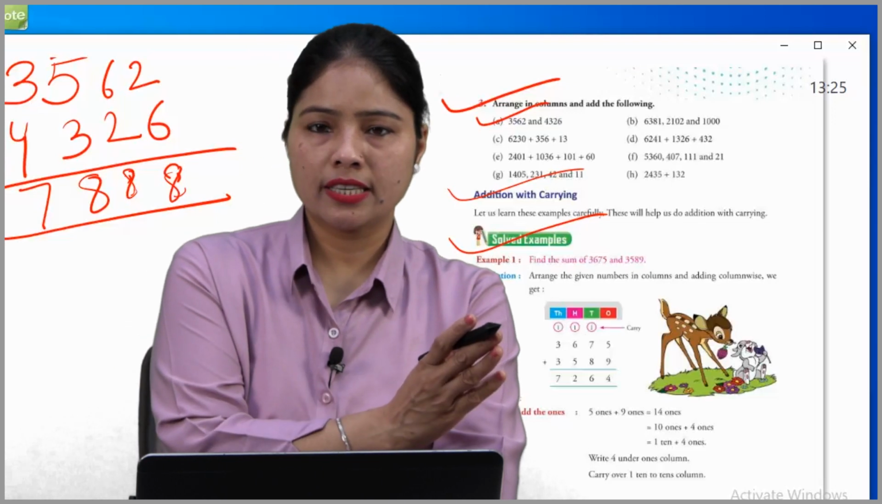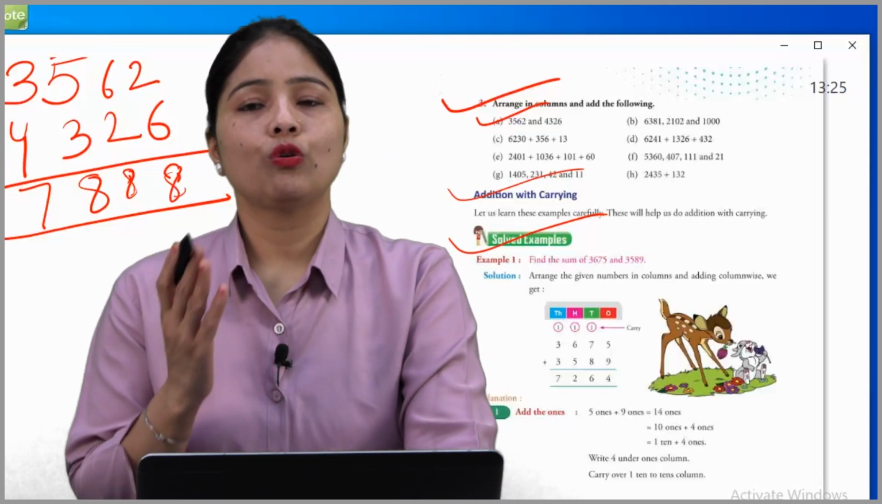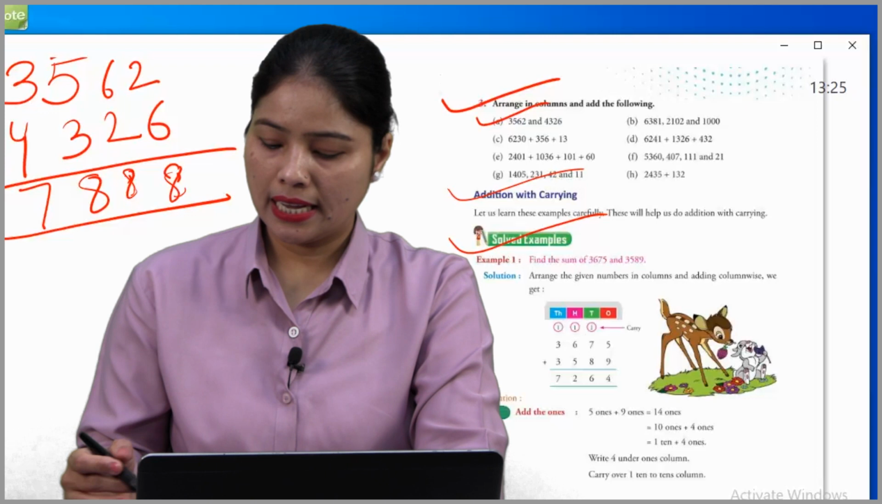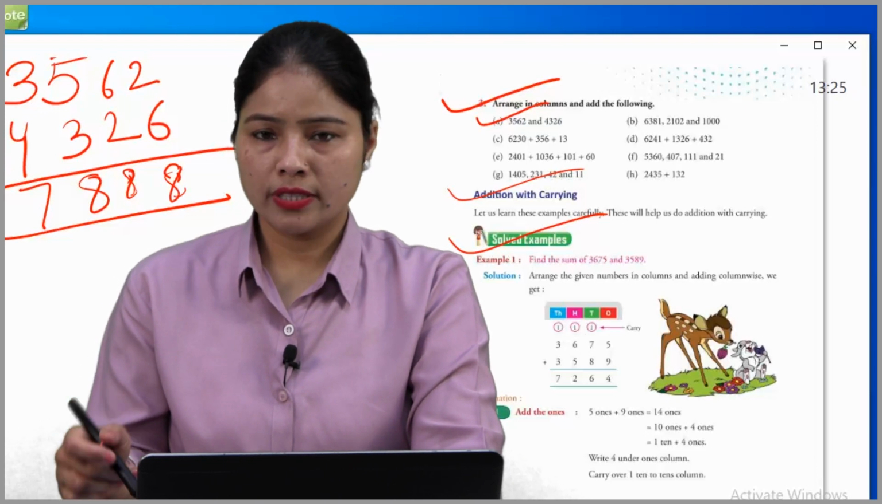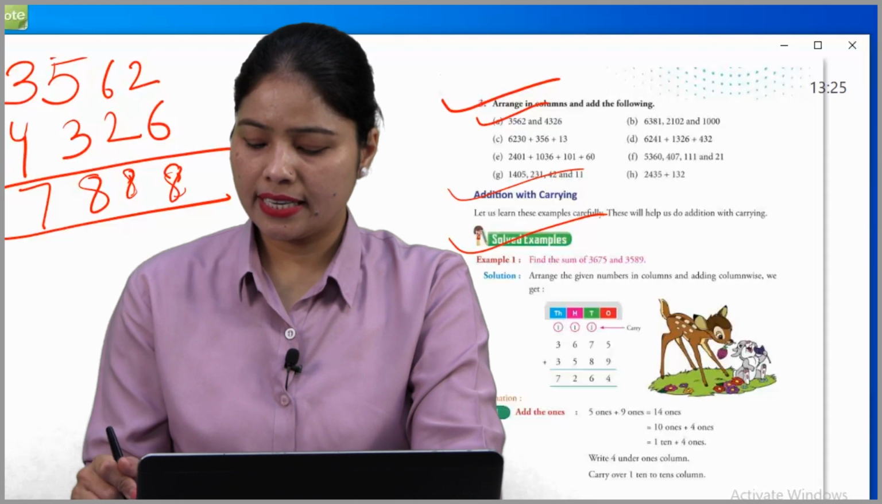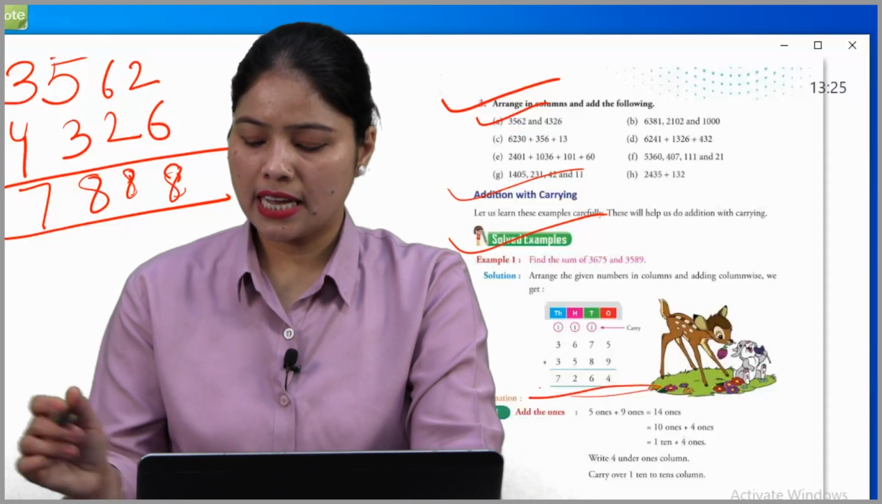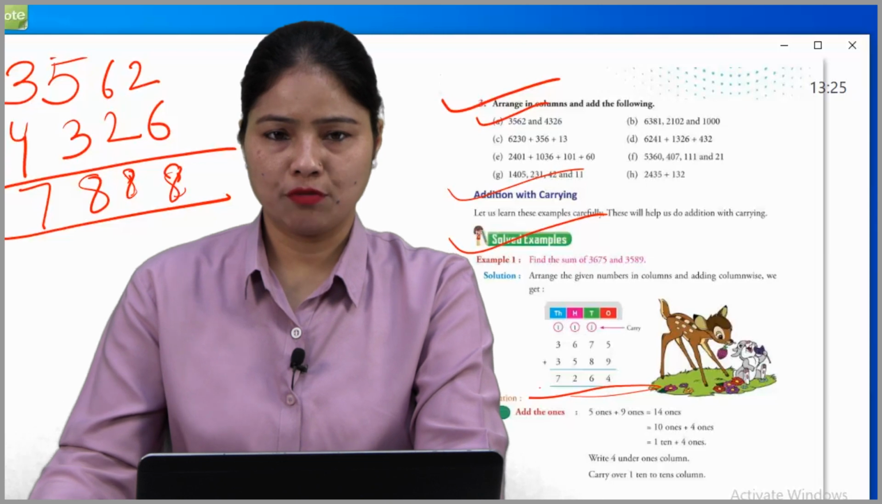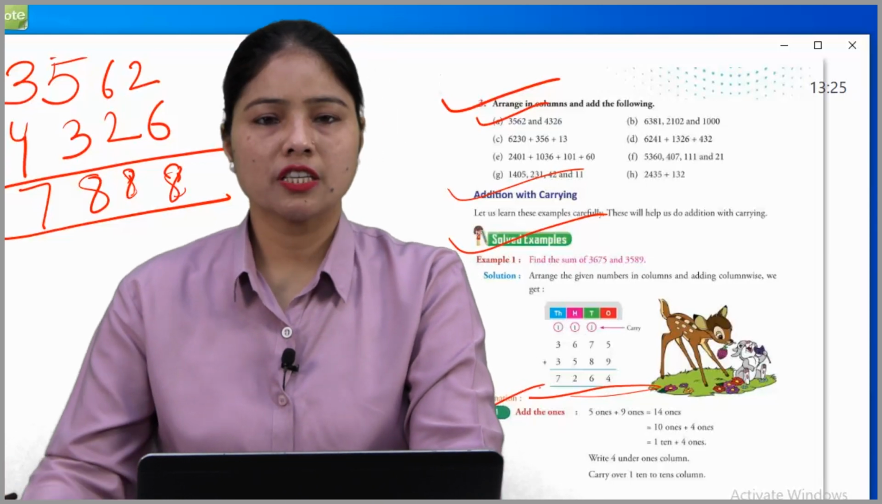पहले columns में arrange करेंगे and adding column wise we get हमें मिलेगा. So ये already solution दे रखा है. Start with ones place, then go to tens, then 100 and then 1000. Then you will get the answer 7264. Okay. Explanation is given here.